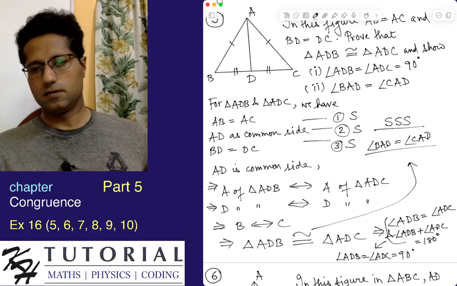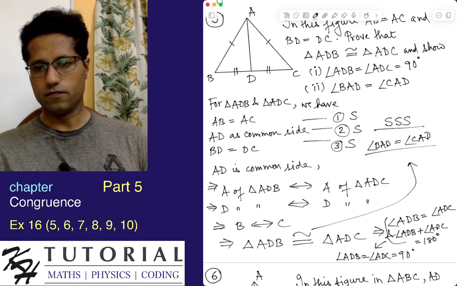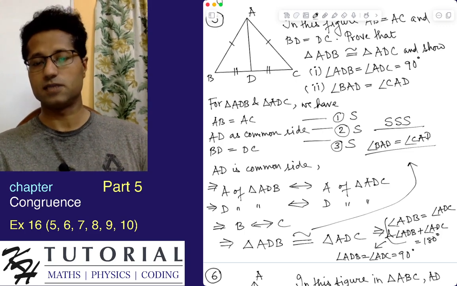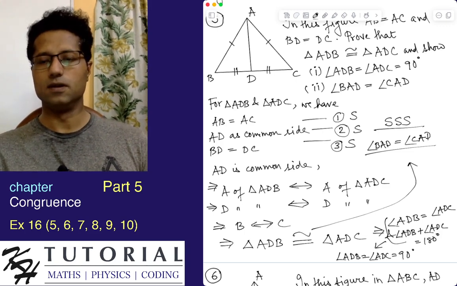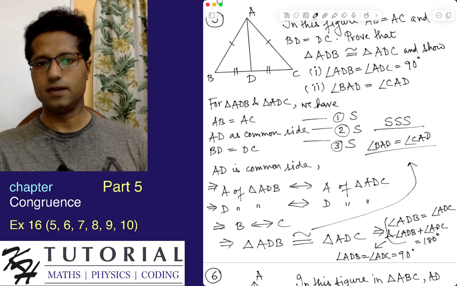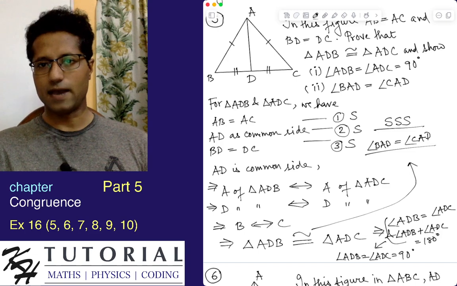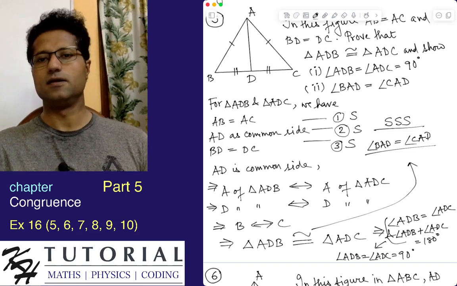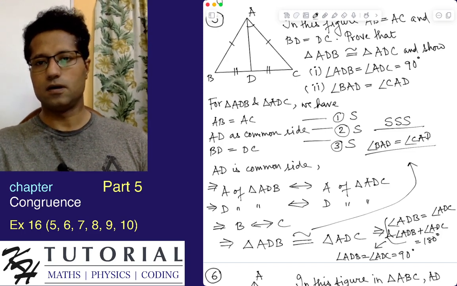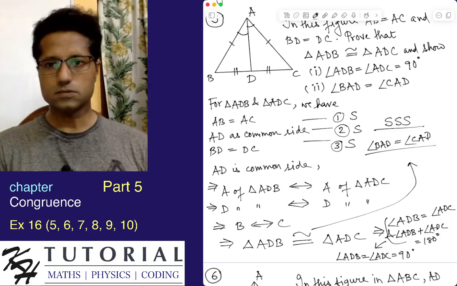So this is proved. We have first proved that triangle ADB is congruent to triangle ADC, and from the congruency of the two triangles, we know all the corresponding sides will be equal, all the corresponding angles will be equal. Now we know that BD is equal to DC, and the angle opposite to BD in triangle ABD is angle BAD. So that should be equal to the corresponding angle in the triangle ADC, which is angle CAD, because it is the opposite angle of the side DC in triangle ADC. Okay, I hope it's clear.